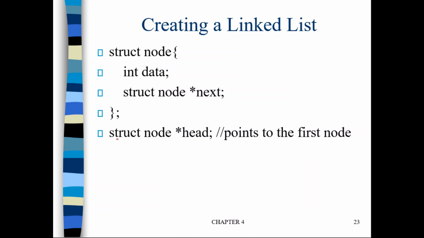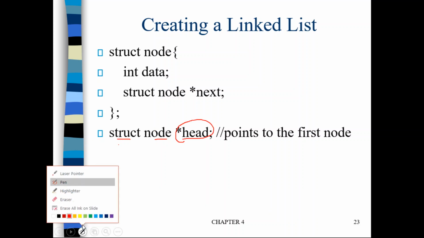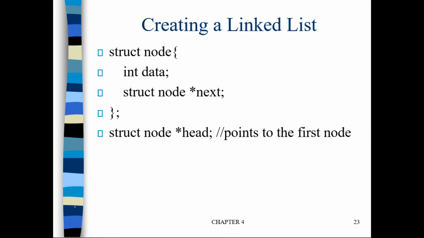So we create it like this: struct node star head. Head is a pointer. As of now, head is a pointer which can point to the address of type struct node. Currently it is not pointing anywhere, but later, when the program proceeds, it will point somewhere. Let us see that.